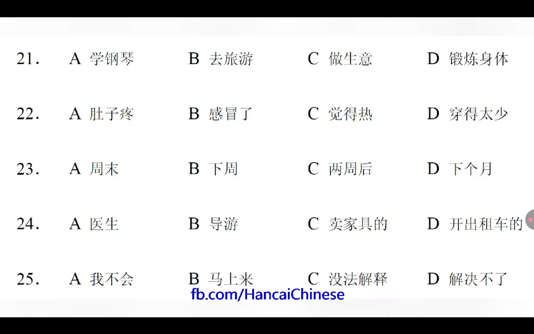Oh, okay, 25. First we need to read the options. Sorry, I forgot. The first option is 我不会, it means I don't know. 我不会马上来, coming right away, or within a few moments I will come. 没法解释 means can't explain, so this is an important word. 来 means come, this is an important word. And this is 解决 means solve. Okay, we need to listen for these words in the audio.